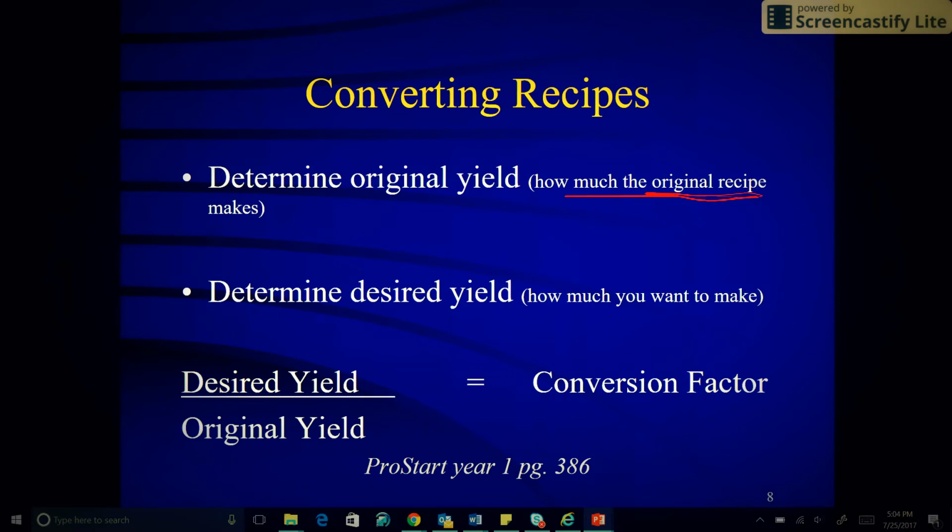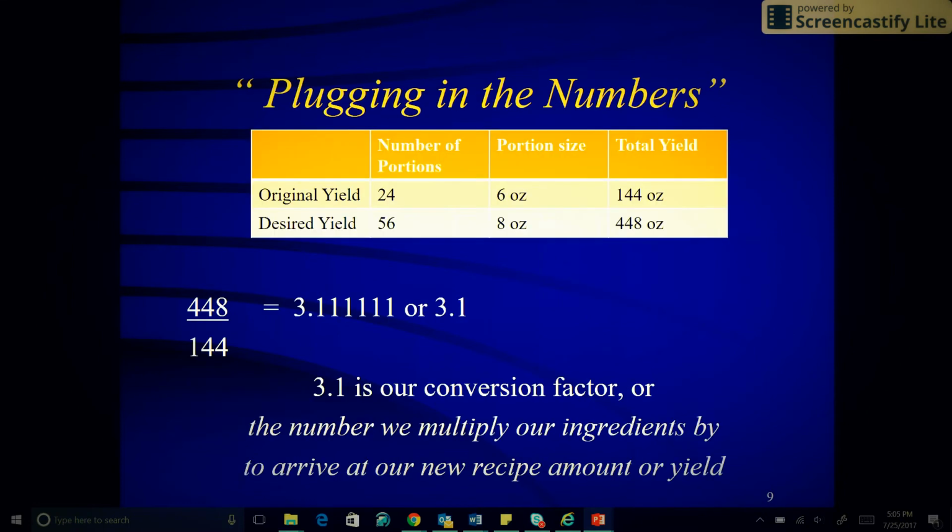And that's going to give you that conversion factor, the number that you're going to multiply everything in the recipe by. So just real quick, back to my example, the desired yield was 500 ounces and the original yield was 100 ounces. So 500 divided by 100 would be 5. So the conversion factor would be 5. We multiply everything in the recipe by 5. So if you needed 10 ounces of red pepper in the first recipe, you multiply it by 5, and then you need 50 ounces of it to make the 500 desired yield total ounces.